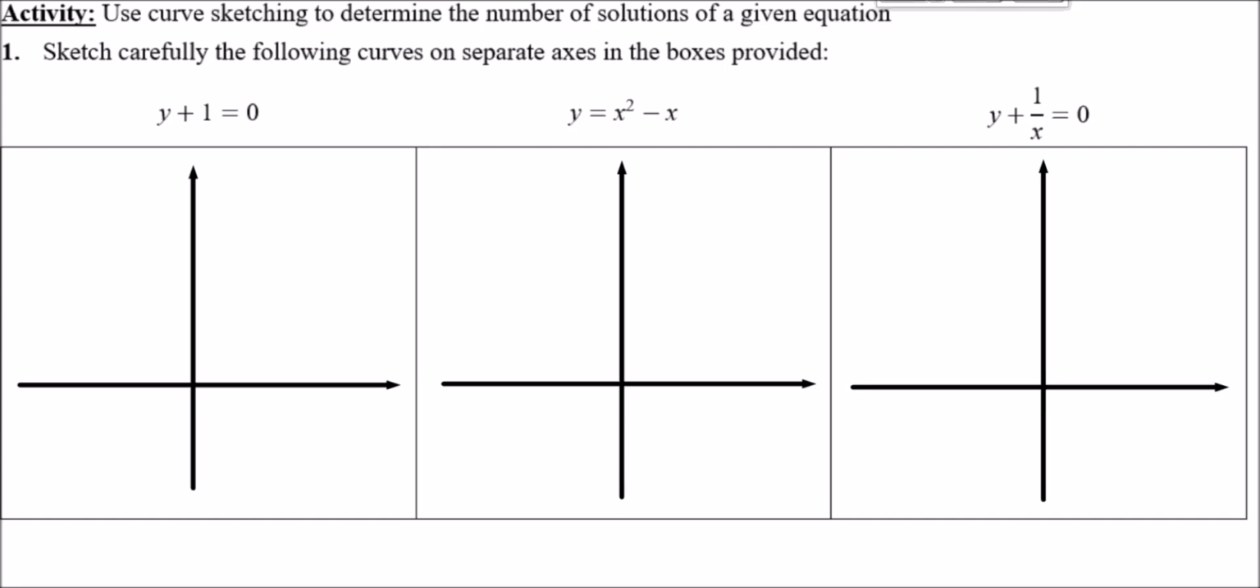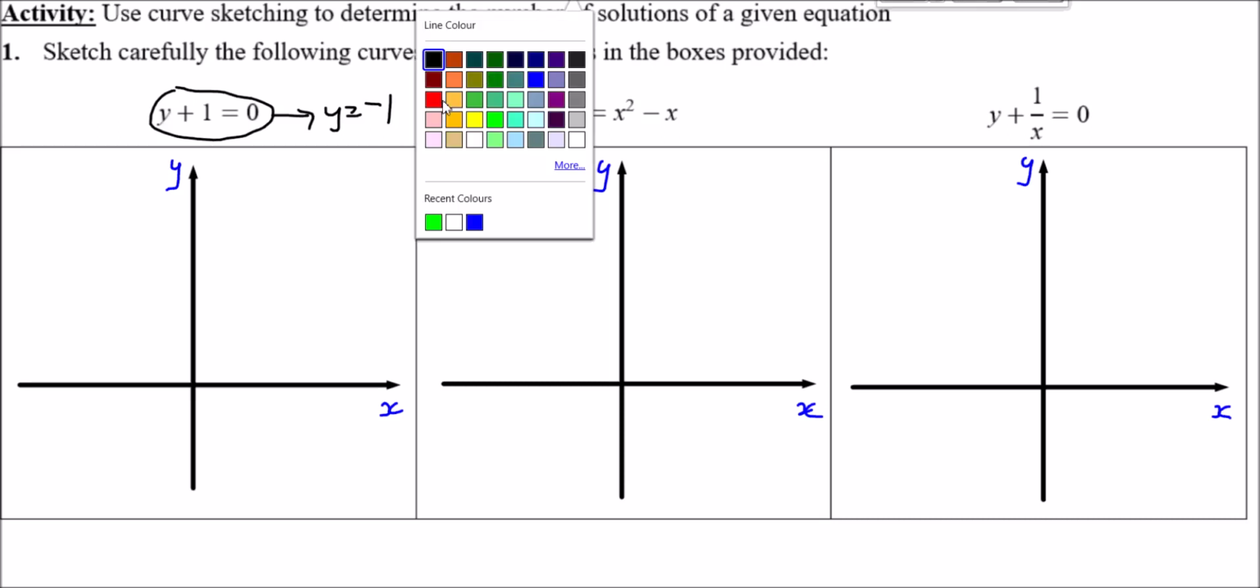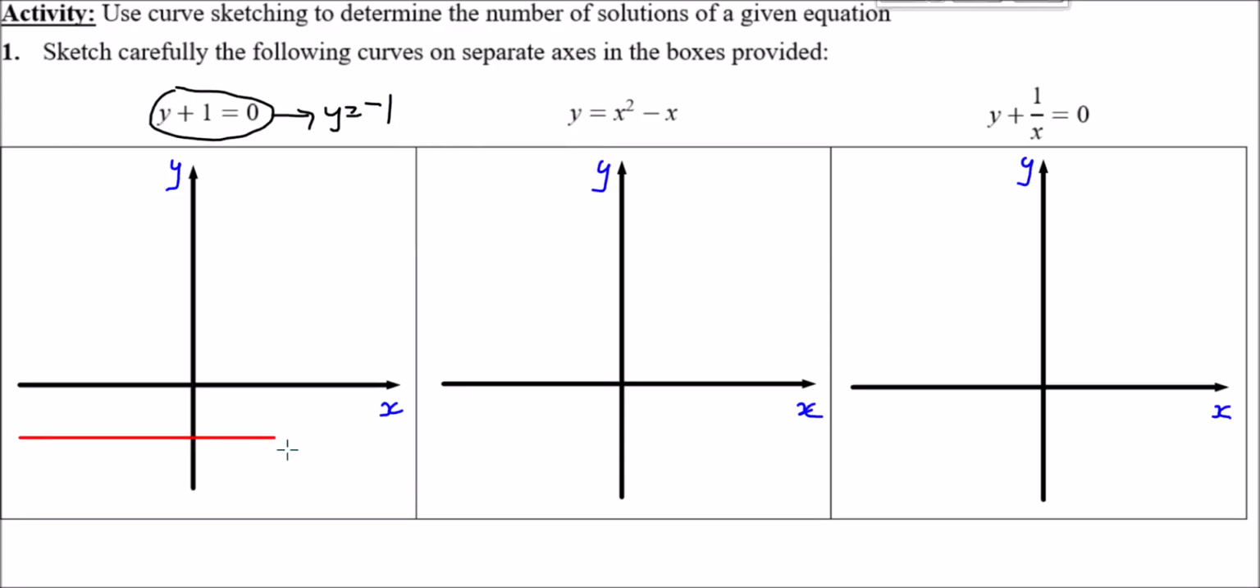So, for some of these, by the way, you're going to need to rearrange these equations. So y plus 1 equals 0. I would strongly suggest rearranging that. So for this one here, subtract 1 from both sides, it becomes y equals minus 1. So what we want for this one is a straight line where y is always minus 1. In other words, this one is just going to be a straight horizontal line crossing the y-axis at minus 1. y is always minus 1, just a straight line like such.